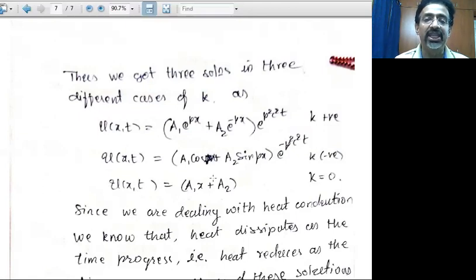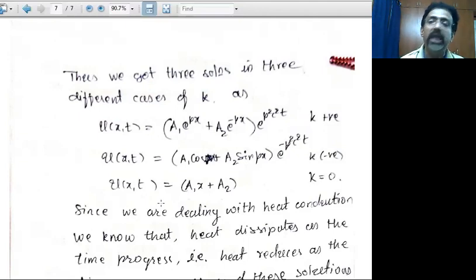u of x comma t is what? A1x plus A2, it is independent of t. Independent of t means even if I go to t equal to infinity, that is, even if I heat a substance and keep it aside, and go after half an hour and touch it, the temperature won't change at all. It is independent of time, it says, which is not true. So it cannot be a solution as far as time is concerned.